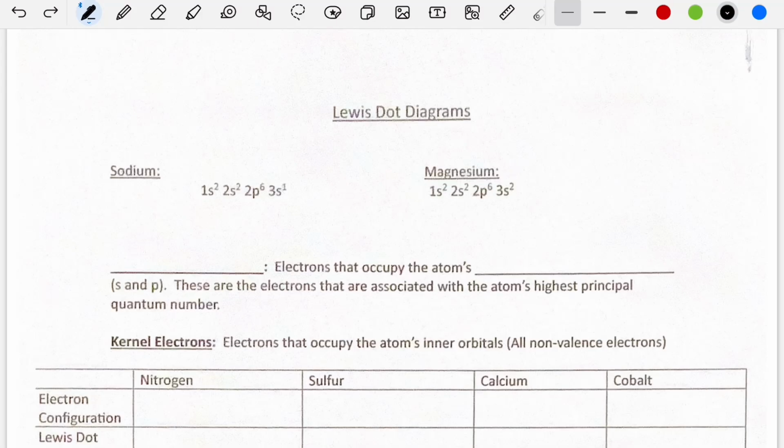Hello students, I'm Miss Slate and today we're going to talk about how to draw Lewis dot diagrams. So open up your chapter 5 note packet to page 14. It should be the very back cover.